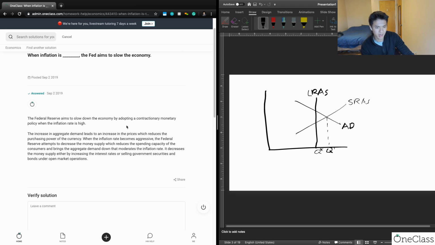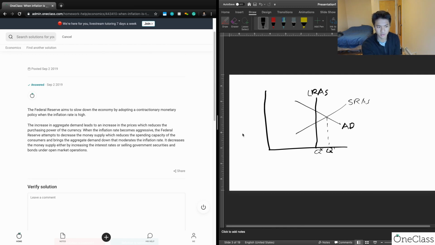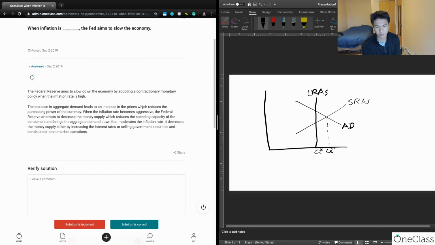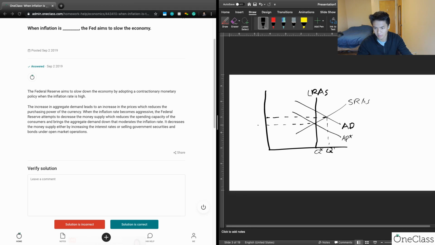The Federal Reserve aims to slow down the economy by adopting a contractionary monetary policy when the inflation rate is high. So this is correct. Contractionary policy is used when we're dealing with an expansionary gap. The increased aggregate demand leads to an increase in prices, right? So if we would ideally want aggregate demand to be here, then at this price level, that's lower than the current price level, we have P star and P1. So the price is higher, and that's again what inflation refers to.